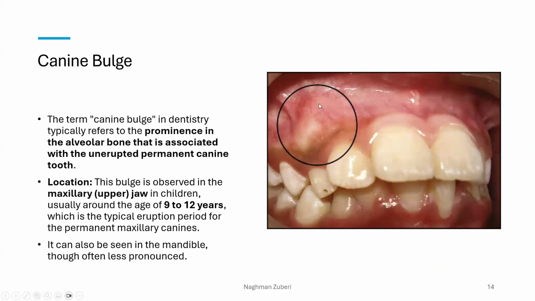This is the canine bulge, and an absence of canine bulge means that probably there would be a chance of impacted canine. So the term canine bulge in dentistry typically refers to the prominence in the alveolar bone that is associated with the unerupted permanent canine tooth. This bulge is observed in the maxillary jaw in children, usually around the age of 9 to 12 years, which is the typical eruption period for the permanent maxillary canine. It could be seen in some of the cases in the mandible as well, but it is not very pronounced.